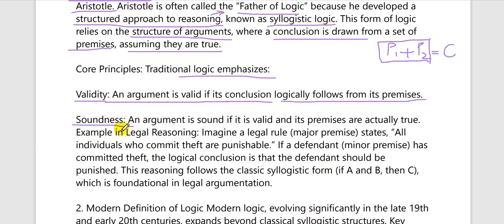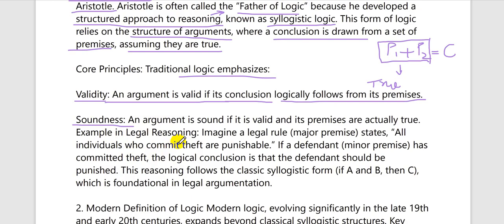So soundness. Let's understand the second principle of traditional logic, soundness. An argument is sound if it is valid, that is, the argument has to be valid first of all, and its premises are actually true. So the premises also have to be true, and the argument should be sound and valid.